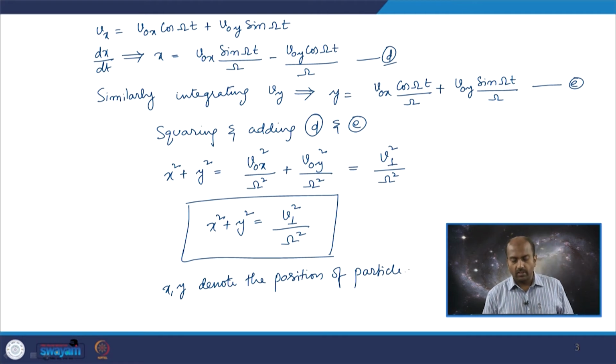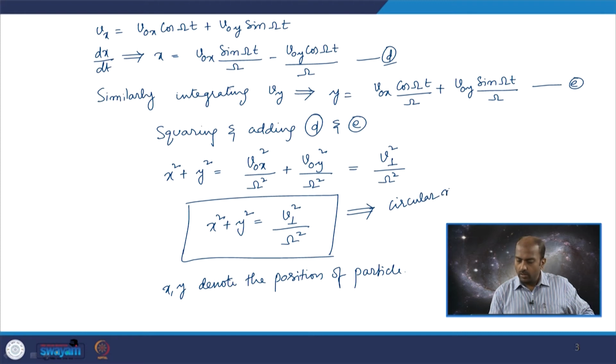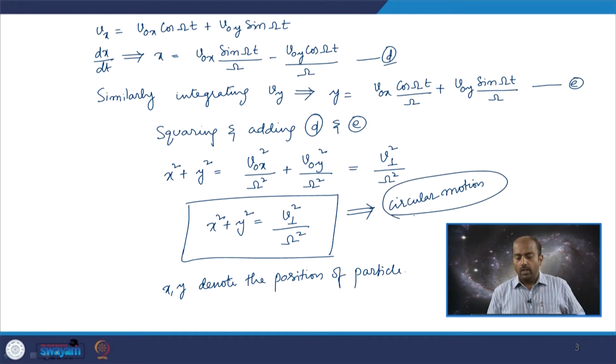They are suggesting that the position of the particle is varying with respect to time as if it is executing a circular motion. So, this equation represents a circular motion. Okay. Now, the particle has experienced the magnetic field. The magnetic field was in this direction, Bz. Now, the particle is experiencing circular motion like this. What is the circle? The circle is in the xy plane.